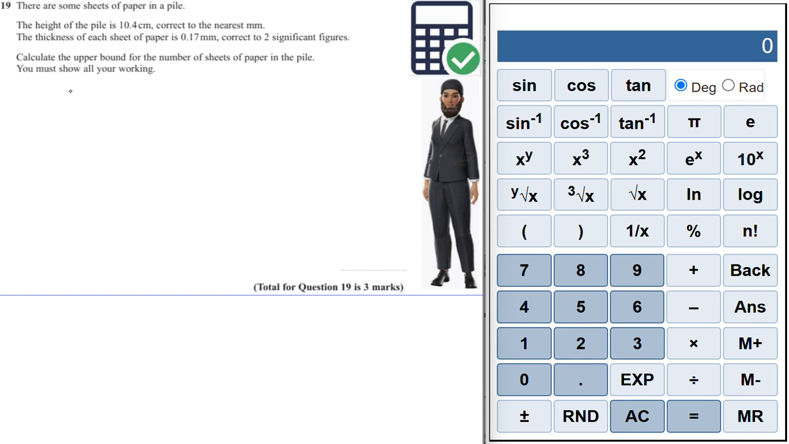Right, so first and foremost, we have a measurement of 10.4. Now I want to write down over here 10.4 centimeters is equivalent to 104 millimeters, because what we need to do is multiply this by 10 to convert it into millimeters. So if we've got 104 millimeters, let's write this down, 104 millimeters.